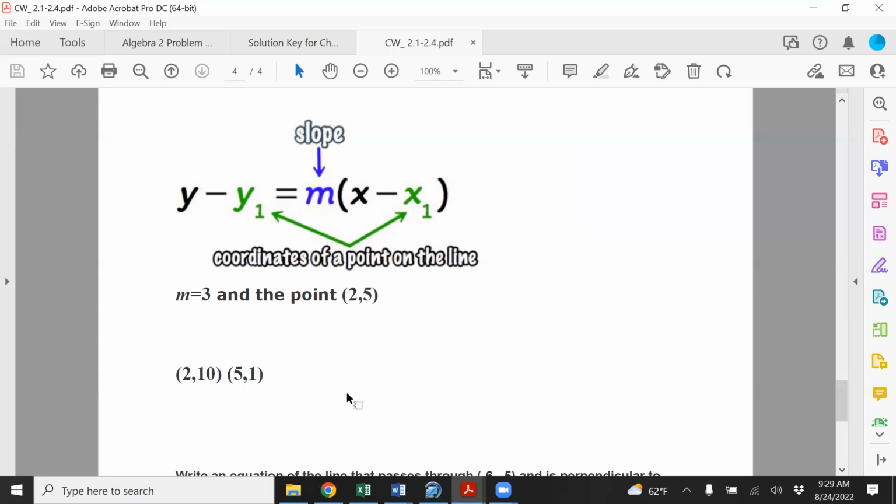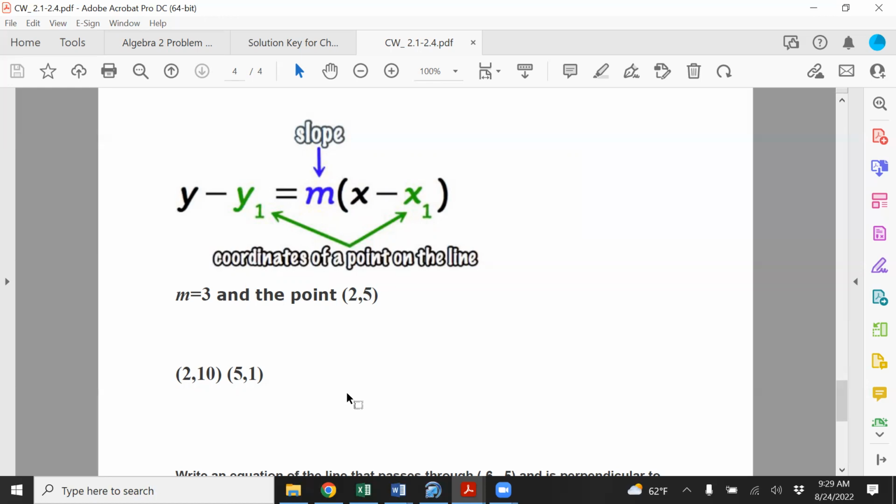But you could isolate y also. It's a really simple formula, point slope form. The point is x1, y1, and the slope is m. So you have m, and you have the point. Here's all you write: y minus 5 equals 3 times x minus 2. Done. Just plug and play.